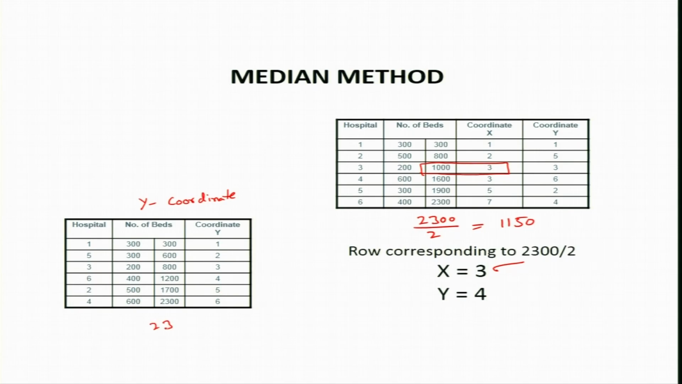Again, I will see the median value, that is 1150, and search where the closest value is coming. So, this 1200 is the closest to the 1150, and the corresponding coordinate is 4. So, x is equal to 3 and y is equal to 4 is the location of the new facility which I am proposing to be set up. The blood bank should be located at coordinates x 3 and y 4. So, that is the location of my factory or my blood bank for this purpose.